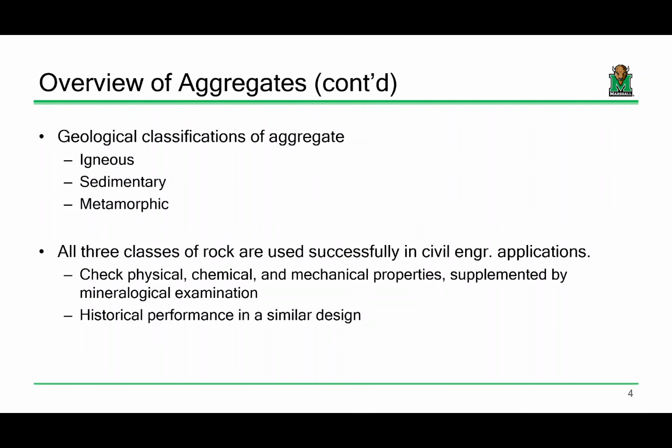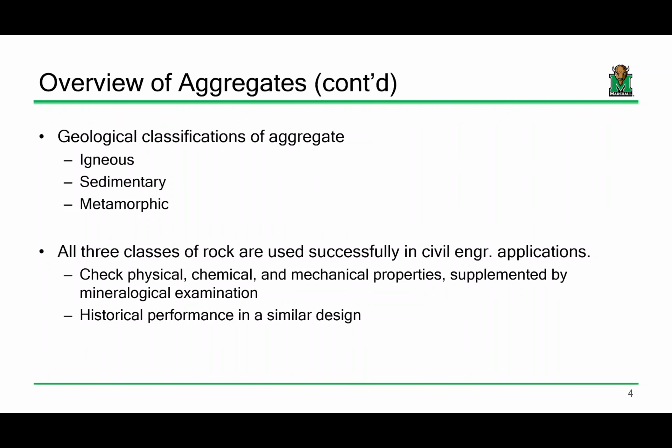Okay, where do you get, well, let me just say this. Aggregate, again, its source is rock and stone from the earth. I'm not going to say a whole lot about the geology side of things. Really, any of the three classifications of rock, igneous, sedimentary, metamorphic, would be just fine sources of aggregates. They're all fine for civil engineering applications.